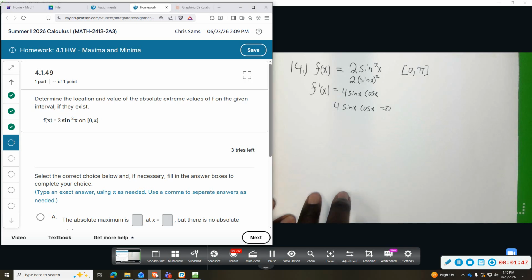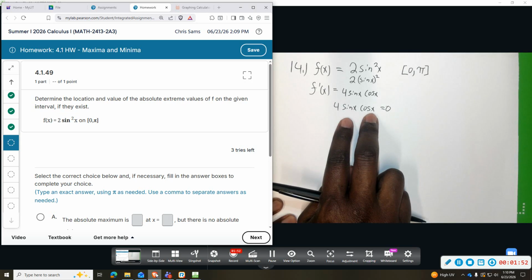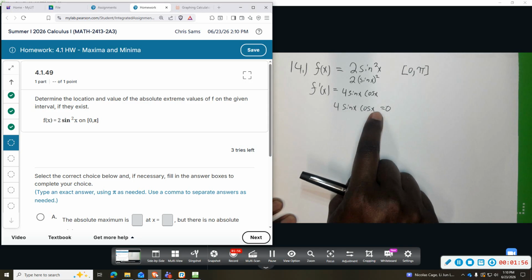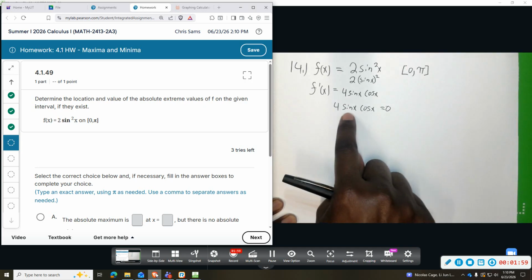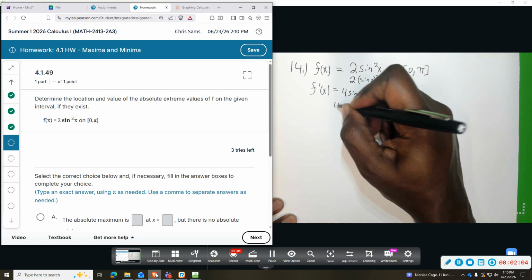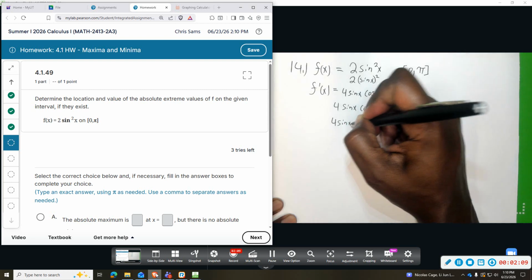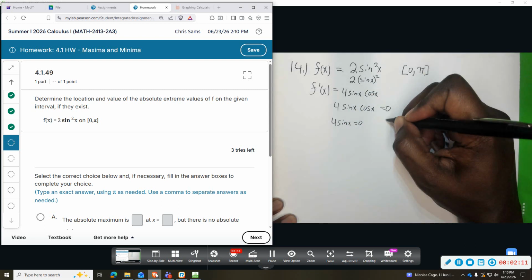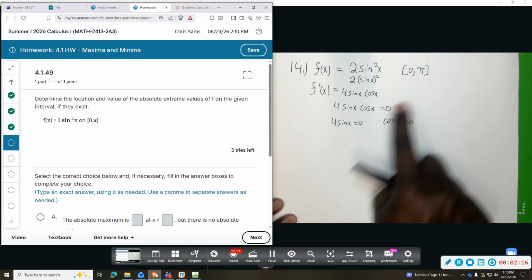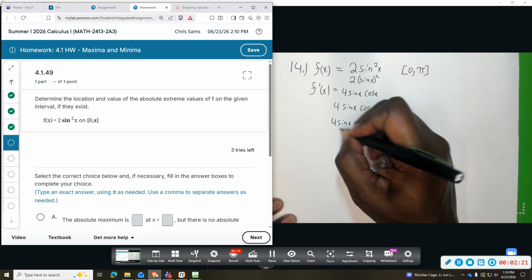This function will equal 0 if sine x is 0 or cosine x is 0. You would factor it out, but these two are already factors. So the 4 will be inconsequential, but I'll put it for sine of x and then cosine of x. So whenever these are 0 on the interval 0 to pi, you would divide by 4.